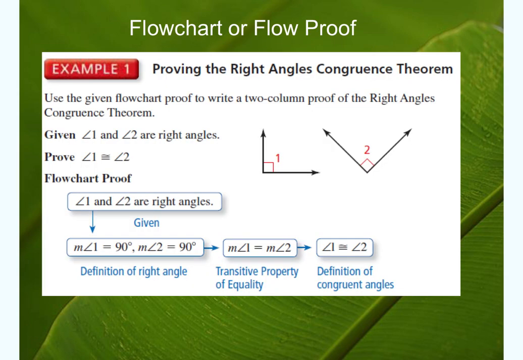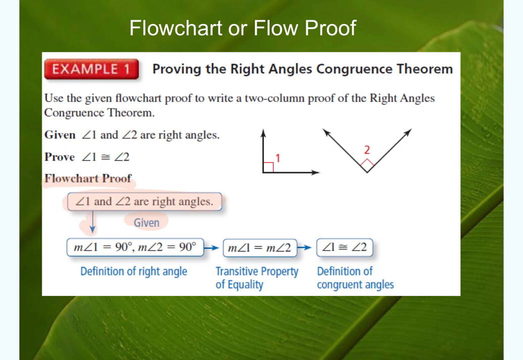All right, here's a flow chart, or flow proof. This says, use the given flowchart proof to write a 2-column proof of the right angles congruence theorem. The given is angle 1 and angle 2 are right angles, and the proof is angle 1 is congruent to angle 2. Here's the flowchart proof. We started with the given, which you'll just put in a box or a bubble, with the reason underneath it. So angle 1 and angle 2 are right angles.